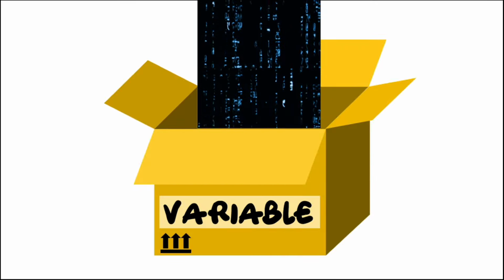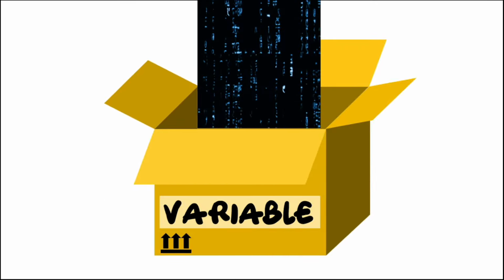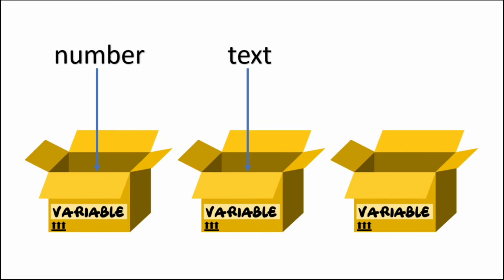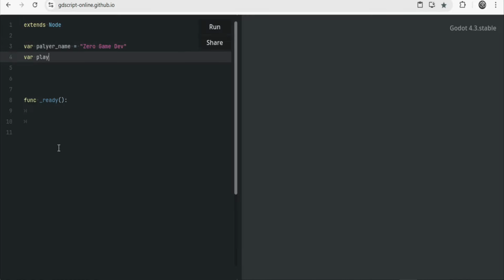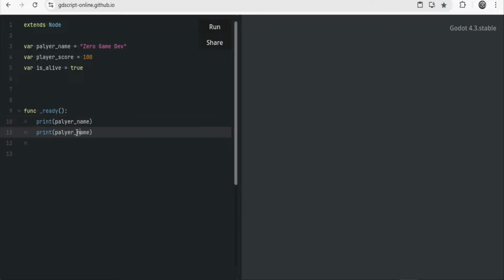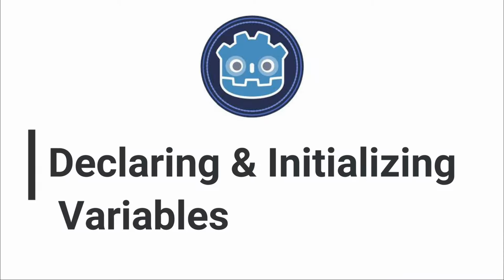A variable is a container that holds data. Think of it like a labeled box where you store numbers, text, or even game objects. Here, player name holds a string, player score holds a number, and is alive holds a Boolean value.